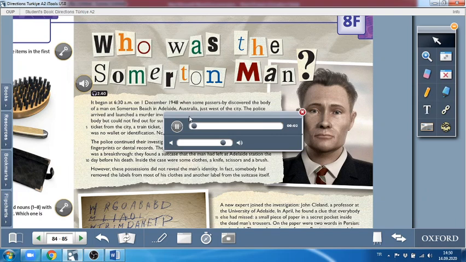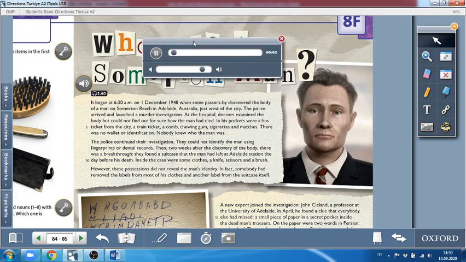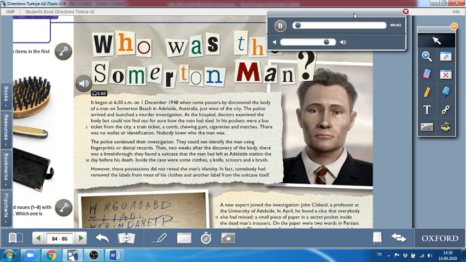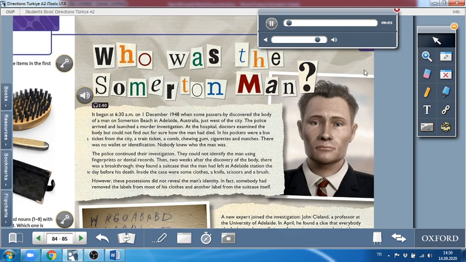Lesson 8F. Who was the Somerton man? It began at 6:30 a.m. on the 1st of December 1948, when some passers-by discovered the body of a man on Somerton Beach in Adelaide, Australia, just west of the city. The police arrived and launched a murder investigation. At the hospital, doctors examined the body but could not find out for sure how the man had died. In his pockets were a bus ticket from the city, a train ticket, a comb, chewing gum, cigarettes and matches. There was no wallet or identification. Nobody knew who the man was.